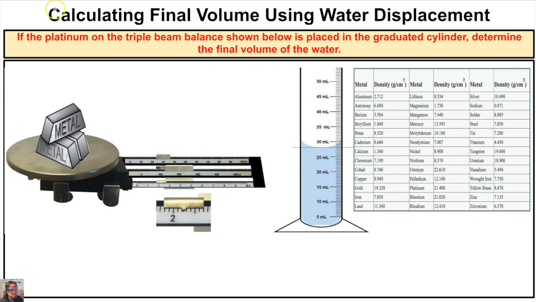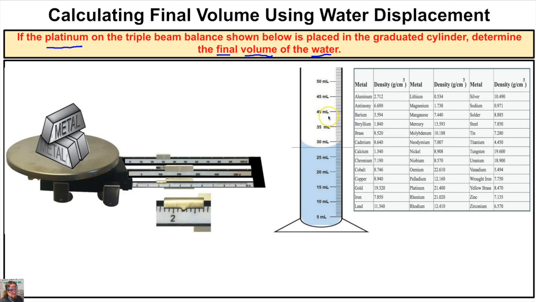In this video we are going to learn how to determine the volume inside a graduated cylinder after we place an object inside this graduated cylinder that has an initial volume of water. So in this problem, it says if the platinum on the triple beam balance shown below is placed in the graduated cylinder, we need to determine the final volume of the water.